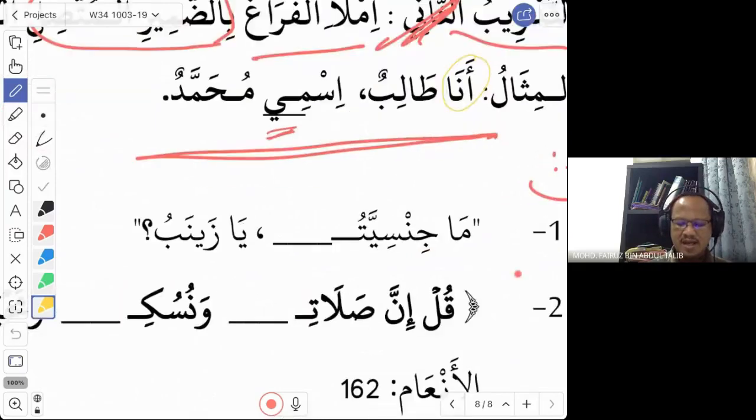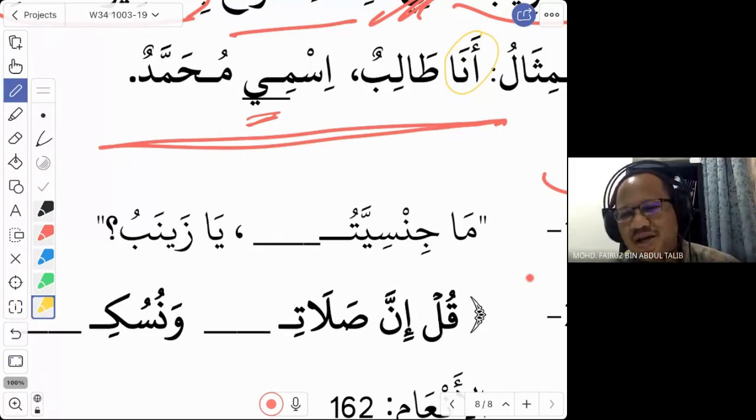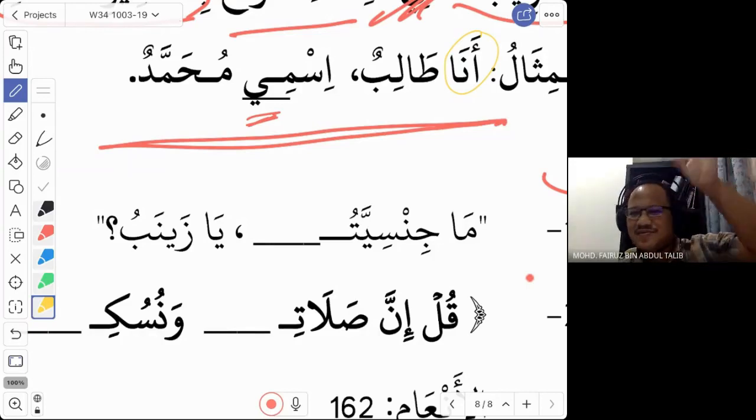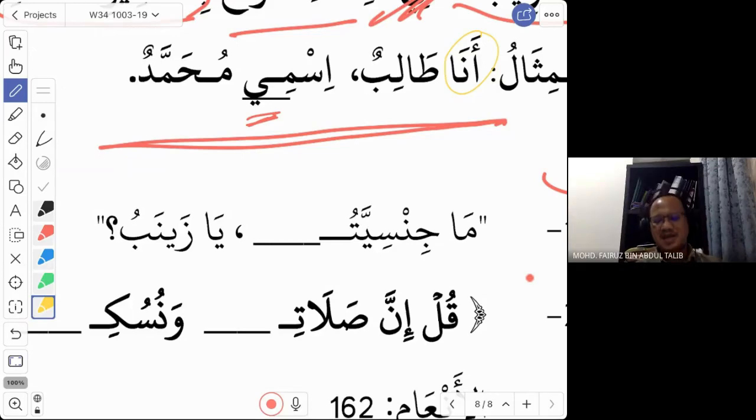Now we look at the first question. Ma jinsiyatu. Do you still remember this? What is the meaning? Jinsiyah. Do you remember the flags, when you wanted to talk about Malaysia, Malaysian, Indonesia, Indonesian? Jinsiyah is nationality. So they want to ask about your nationality. What is the pronoun here?